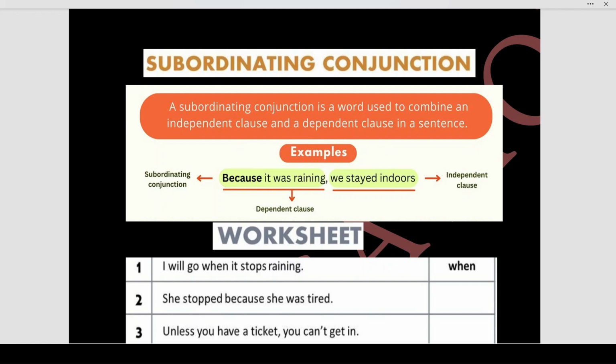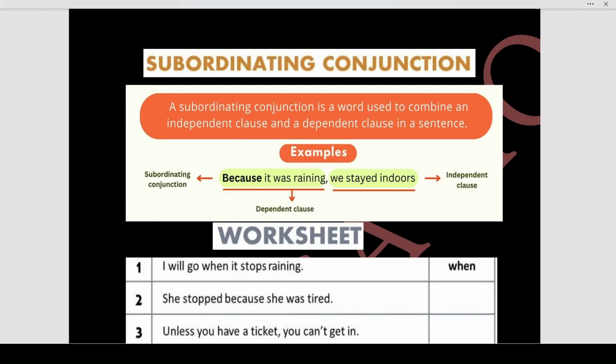Now, what do you understand by independent clause? Independent clause is a clause which can exist on its own. It need not be joined to any other clause to make sense. As we know, sentences should make sense grammatically, they should be correct. So, independent clause can exist on its own. It does not need to be joined to any other clause.